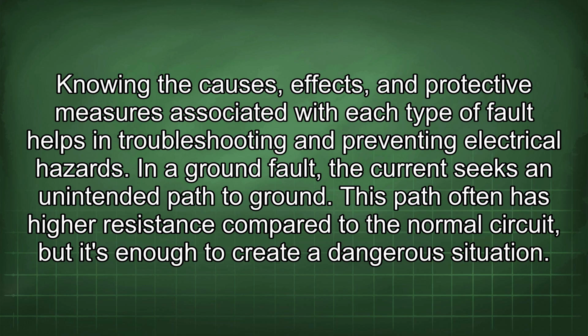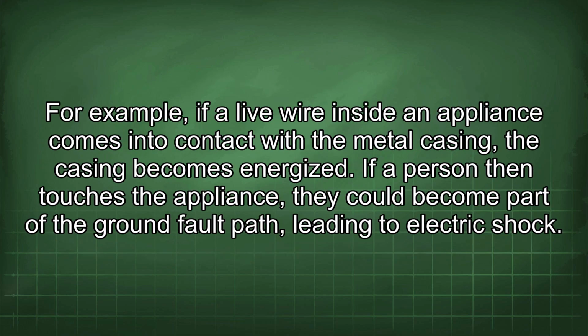In a ground fault, the current seeks an unintended path to ground. This path often has higher resistance compared to the normal circuit, but it's enough to create a dangerous situation. For example, if a live wire inside an appliance comes into contact with the metal casing, the casing becomes energized. If a person then touches the appliance, they could become part of the ground fault path, leading to electric shock.